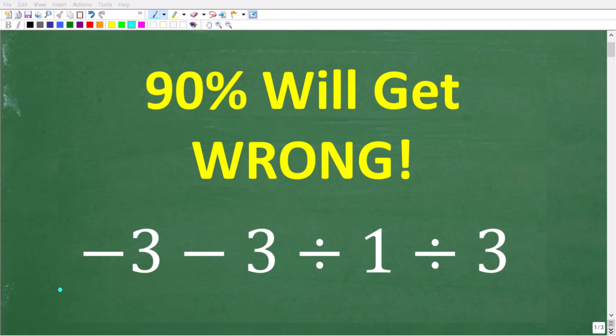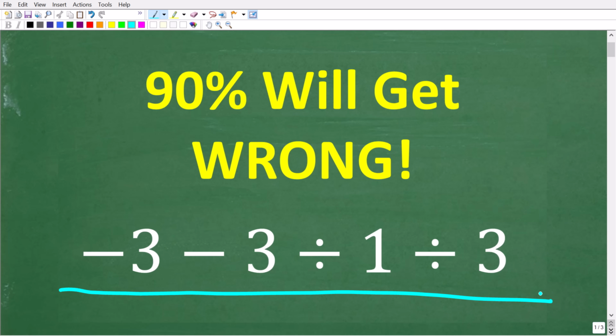Let's take a look at this simple math problem. Now, at first glance, most people are going to say that this is incredibly basic. I mean, all we have here is subtraction and division and some real basic numbers. And this is kind of like a problem that you did way back in elementary school.